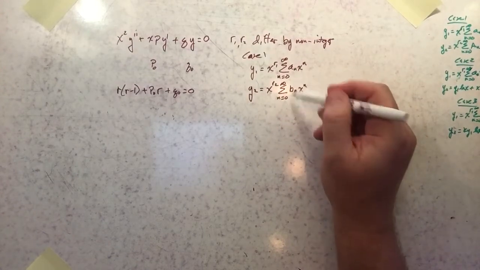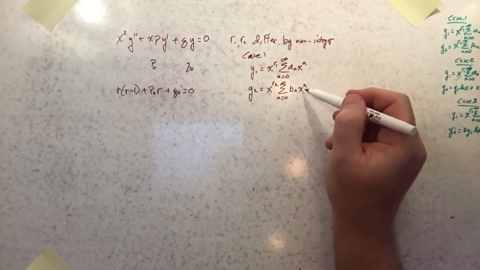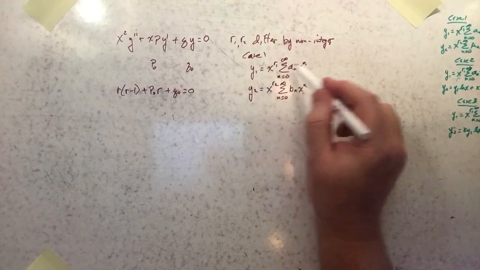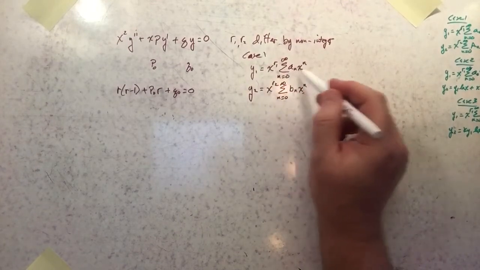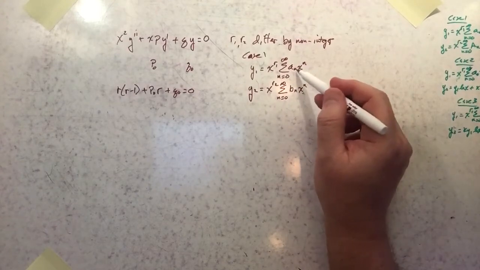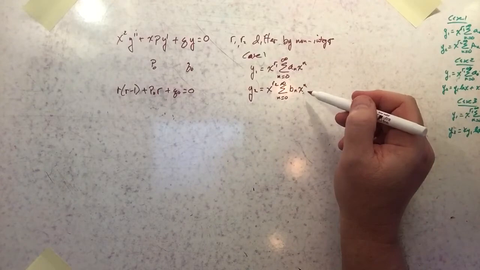Because there doesn't necessarily need to be a relationship between the a's and the b's, and this will give you two linearly independent solutions. Of course, our hope, once we find the recursive relationship, is that this turns out to be some series that has a definition like e to the x, or sine, or cosine. But that doesn't necessarily have to happen, right?